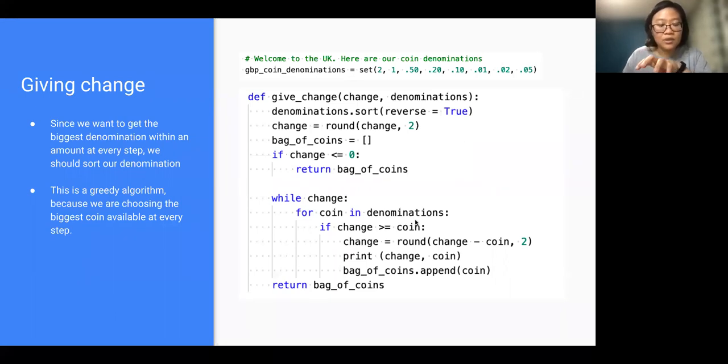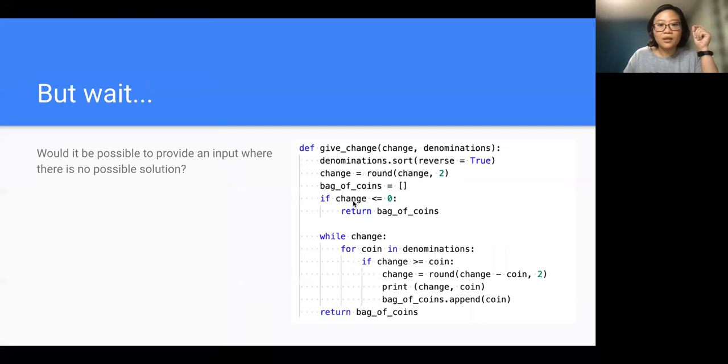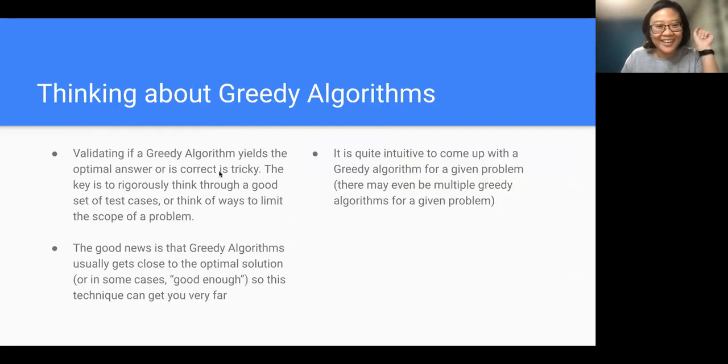So in this example, the greedy algorithm can work for a specific set of conditions in this problem. If we had a 1p, then it's possible to give all the solutions possible for a given change. But if we didn't have 1p, then that wouldn't be possible. So that's a little something we need to think about when thinking about greedy algorithms. So yeah, I just said the answer. So again, something to think about.